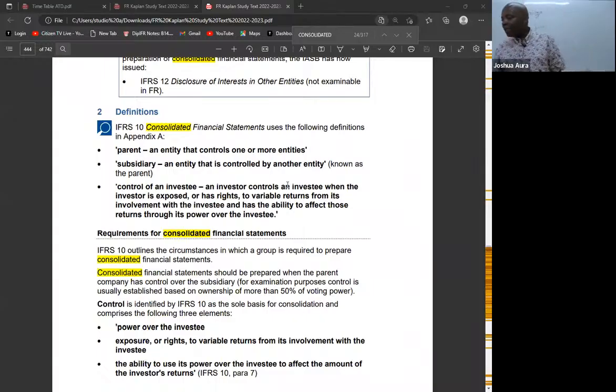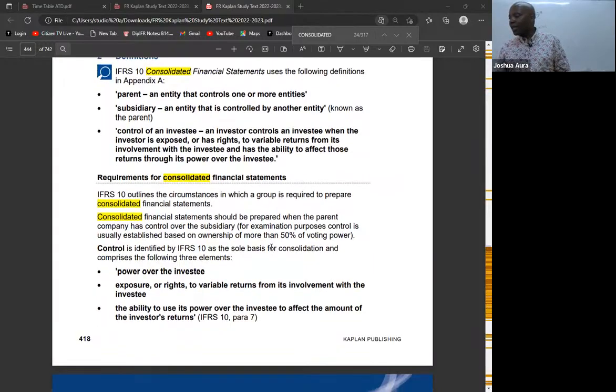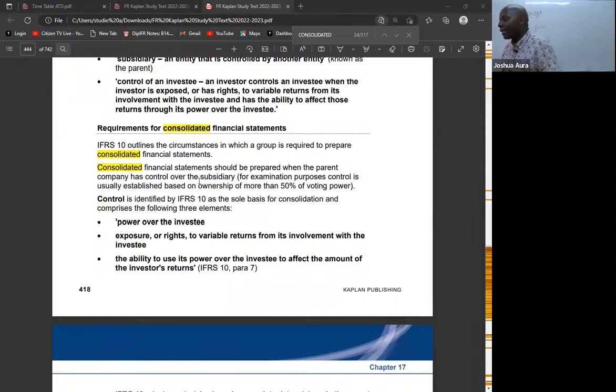The requirements for consolidated financial statements. IFRS 10 outlines the circumstances in which a group is required to prepare consolidated financial statements. Consolidated financial statements should be prepared when the parent company has control over the subsidiary. For examination purposes, control is usually established based on ownership of more than 50% of the voting power. Voting power is about ordinary share capital.